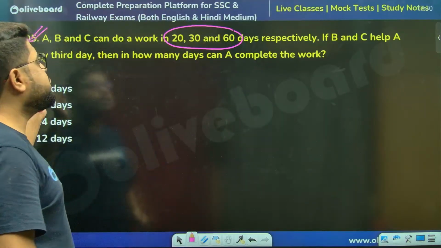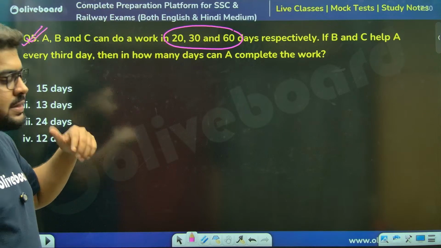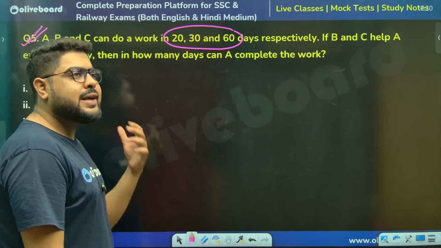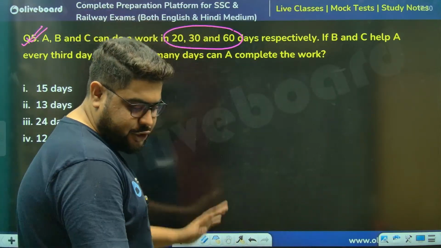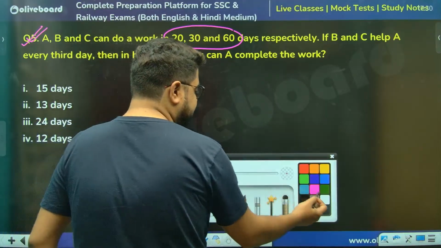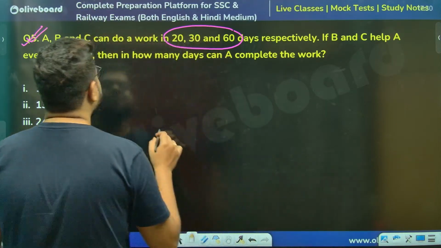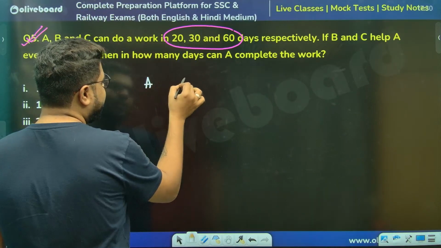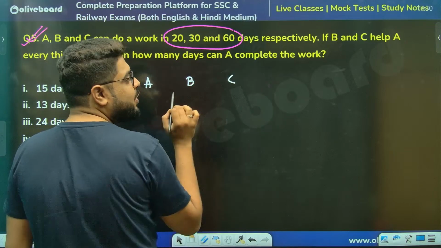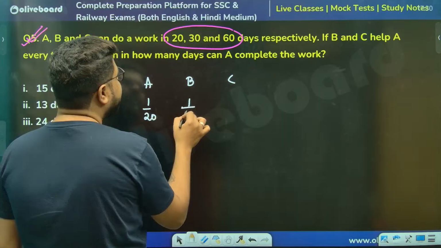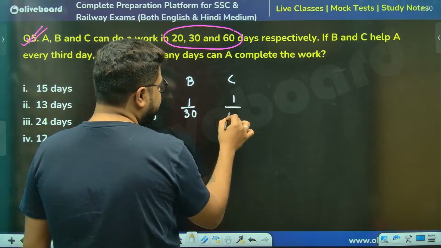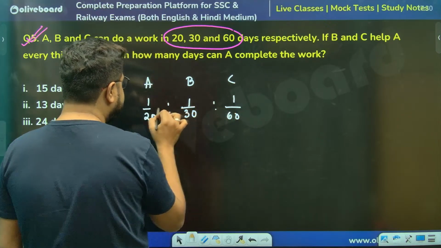Now, individual efficiencies you figure out. Sir, how to figure that out? Either you can take help of the LCM method or you can go by the concept of ratio. I am again a big fan of ratio. Chalo sir. Efficiency ratio of A, B and C will be 1 by time ratio: 1 by 20, 1 by 30, 1 by 60. This is the efficiency ratio.